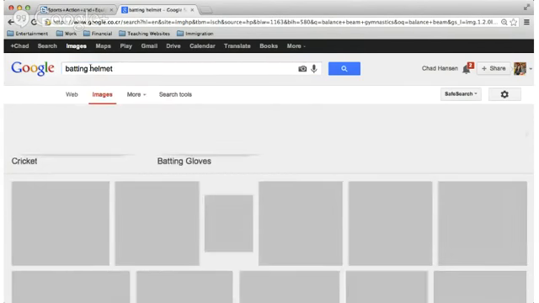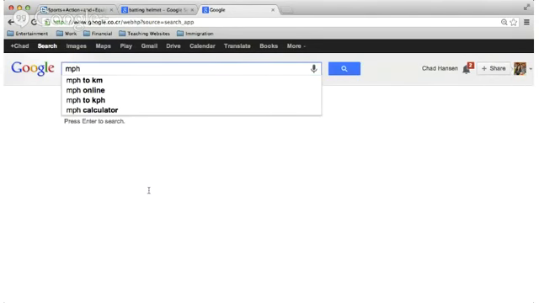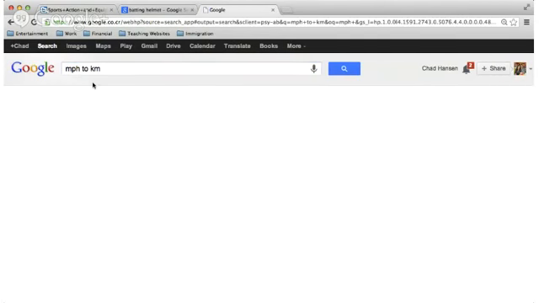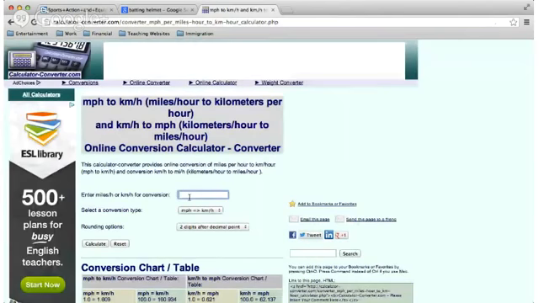Now, I'm not exactly sure what the difference is, so I'm going to do miles per hour to kilometers. The professional baseball players throw at about 100 miles per hour.